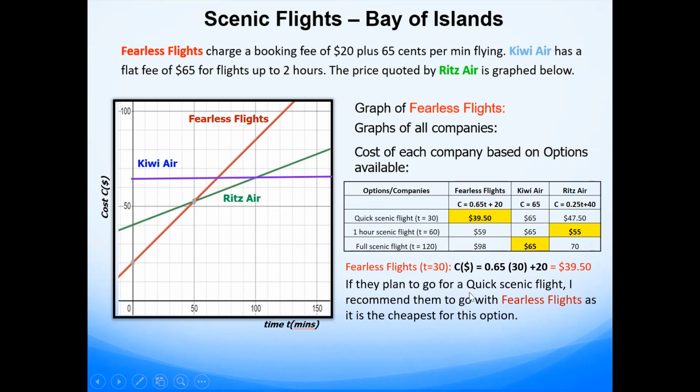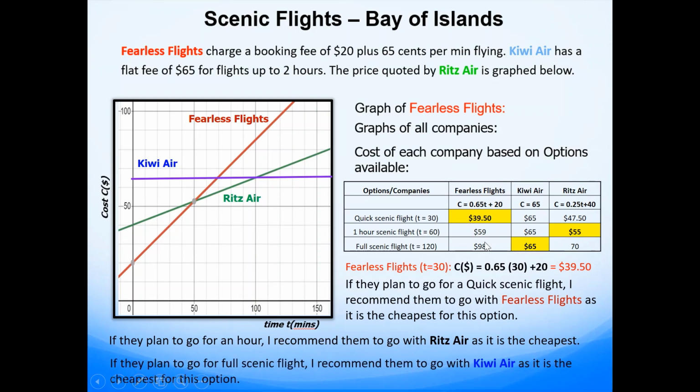So if they plan to go for a quick scenic flight, which is for 30 minutes, then I will recommend Mr. and Mrs. Kumar to go with Fearless Flight, as it is the cheapest for this option, and you can clearly see that it's only $39.50 compared to the other two companies. And if they're planning to go for a 1 hour flight, then you will recommend them to go with Ritz Air, as it is the cheapest, which will only cost them $55 compared to the other two companies.